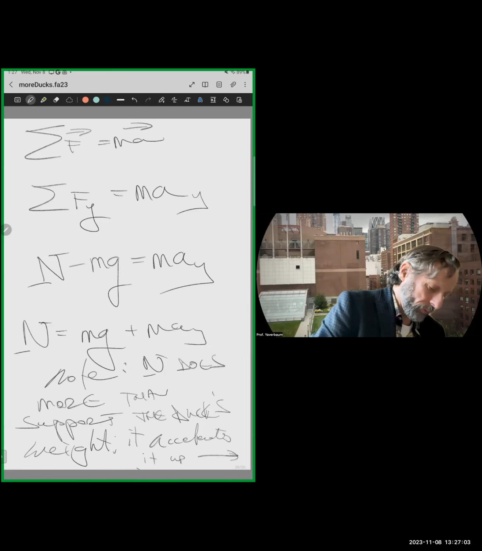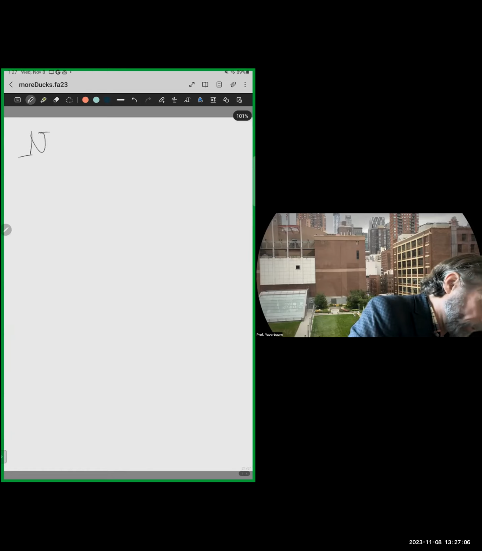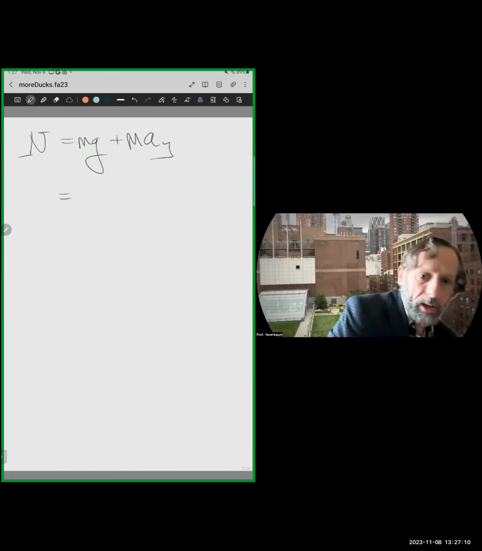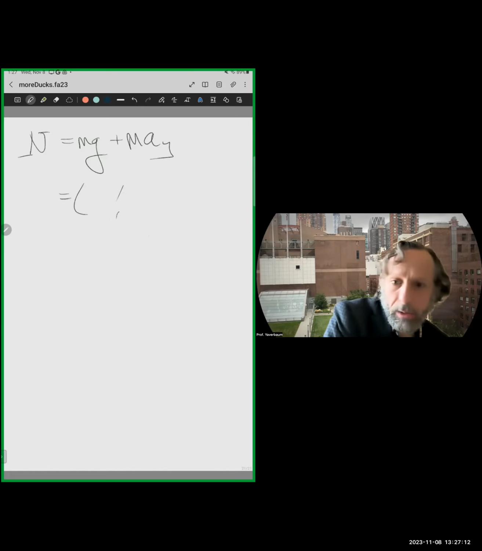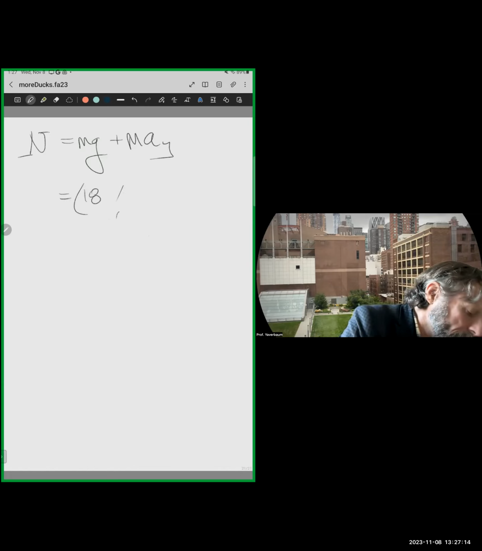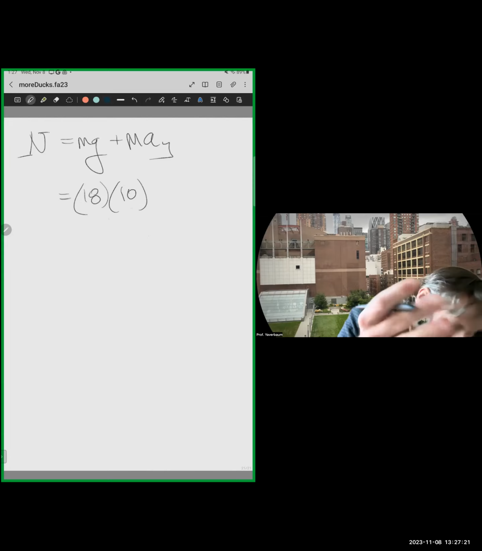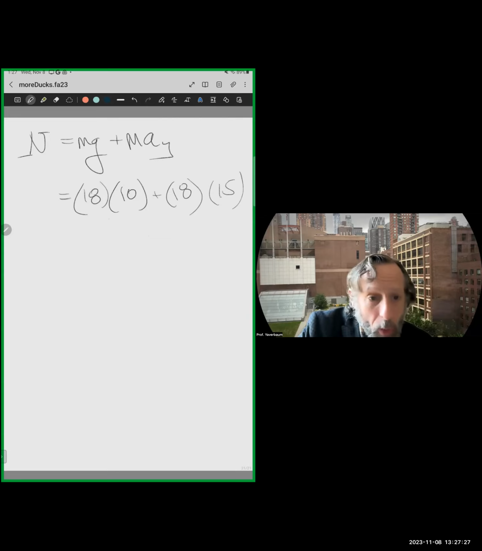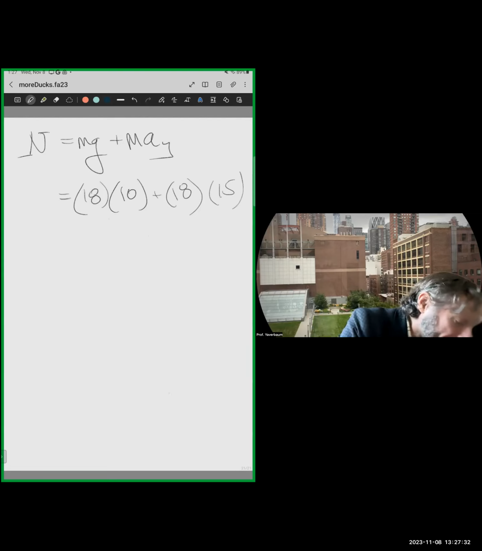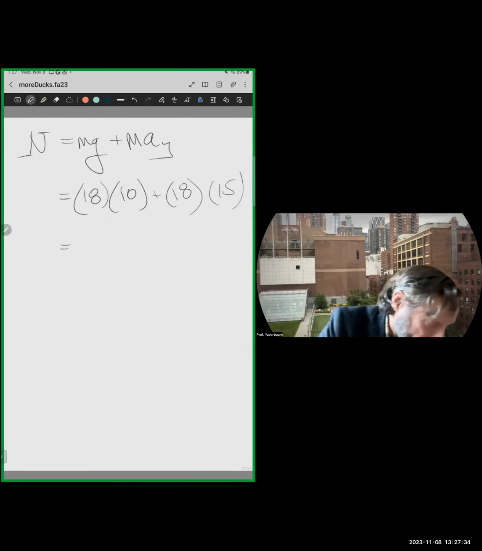So we say, I know we're just about done. N equals mg plus MAY. Well, M equals 18. G is approximately 10, like 9.8, but I call it 10 a lot. The mass is 18. The acceleration is 15. Notice the big 200 is not relevant here, and neither is the velocity. Those, if they are relevant at all, they come in later, but they do not affect this calculation.